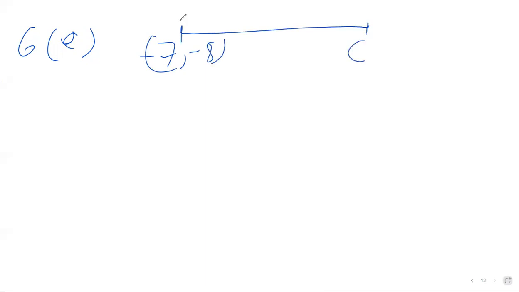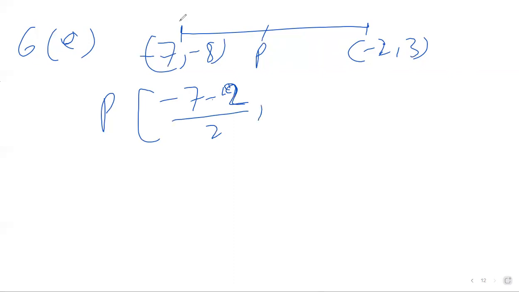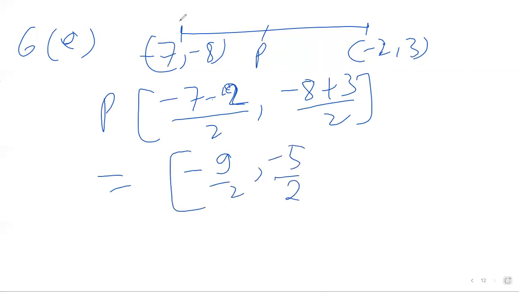Next slide, question number 6E. Find the coordinates of the midpoint of the line segment joining (-7, -8) and (-2, 3). Suppose P is the midpoint. So P will be (-7 minus 2)/2 and (-8 plus 3)/2. So this will be (-9/2, -5/2). So this will be the midpoint. Check your answer.